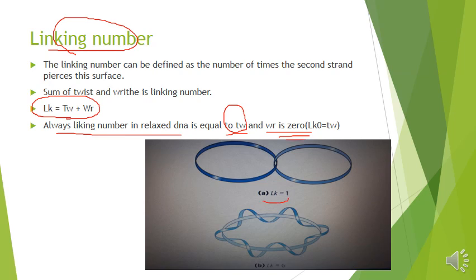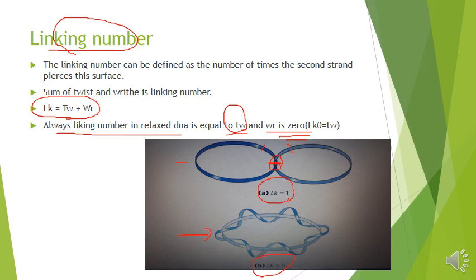In this example, as you can see, the linking number is 1 and the linking number is 6. Because both of these DNAs are relaxed, the linking number is equal to the twist number. It means that this strand crosses the other strand at just one point, so the number of twists is 1, so the linking number is 1, but the writhe number is 0, because this DNA is relaxed.